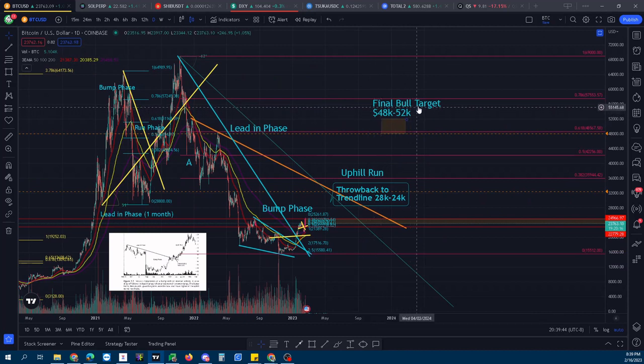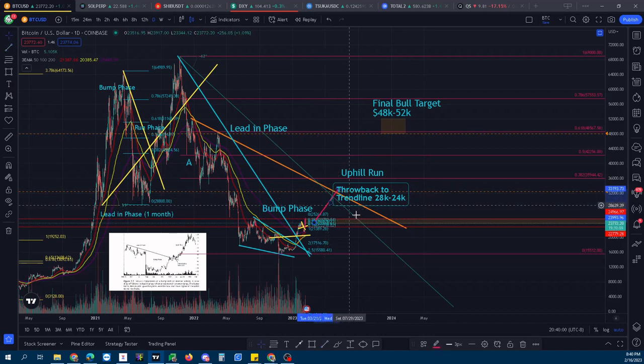We have a dip from, where are we at? Yep, 2024. We have a dip from, where is it? Anyways, we have a dip from here.